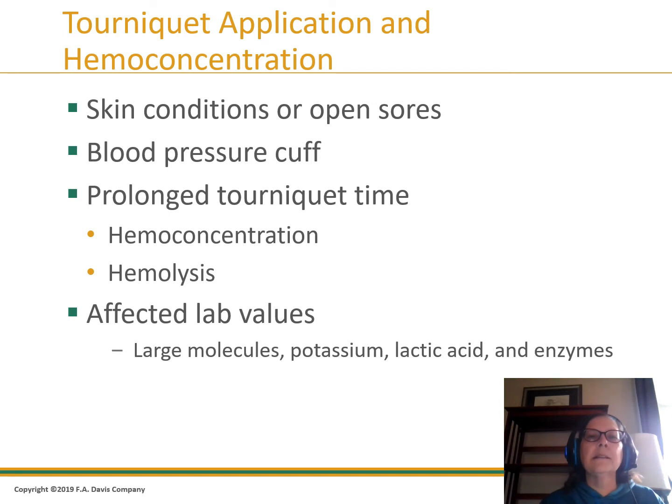If a patient has sensitive skin, you may need to apply the tourniquet over clothing to prevent injury. A blood pressure cuff can also be used when the vein is difficult to find. If the tourniquet is left on longer than 1 minute, then hemoconcentration and hemolysis can occur. Hemoconcentration can also occur if drawing from a sclerosed vein, an edematous site, or vigorous fist pumping. This should be avoided, or lab values can be erroneous.